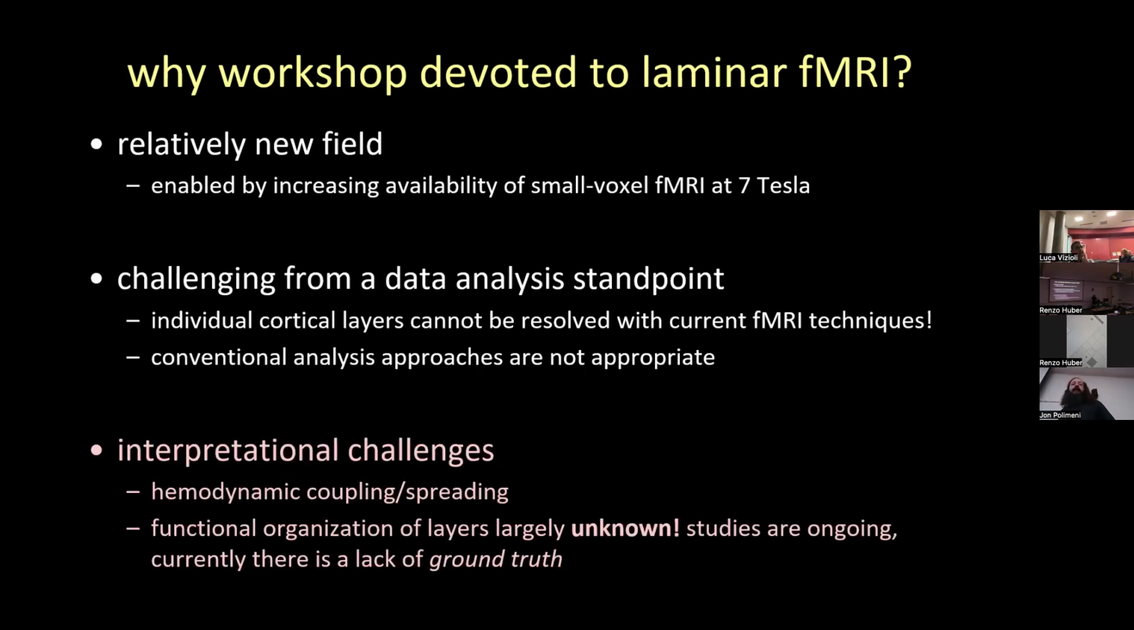Also, I want to point out there are several interpretational challenges in layer fMRI. We're going to see that there's hemodynamic coupling and spreading across the layers. Also, the functional organization of the layers is largely unknown. So this is really cutting-edge neuroscience that we're doing. Studies are ongoing to understand which layers are responsible for which tasks. And so currently there's a lack of ground truth when it comes to layer fMRI. But I think this is exciting. It allows us to use these tools to discover new features of functional organization.